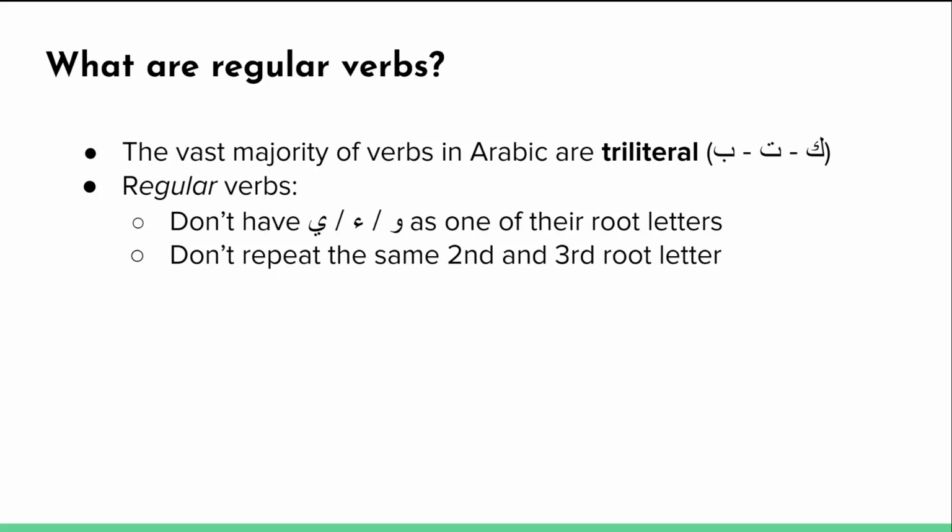So the vast majority of verbs in Arabic are triliteral. They have three root letters. So dakhala is dal, kha, lam. Kataba is kaf, ta, ba. And all of the other verb forms are based on these three root letters. Now, regular verbs don't have waw, alif, hamza, or ya as one of their three root letters. And they don't repeat the same second and third root letter. So the second and third letter are different root letters.